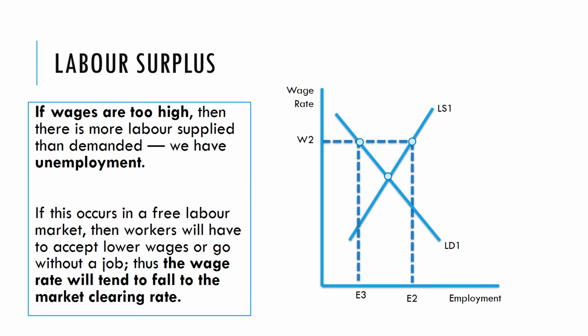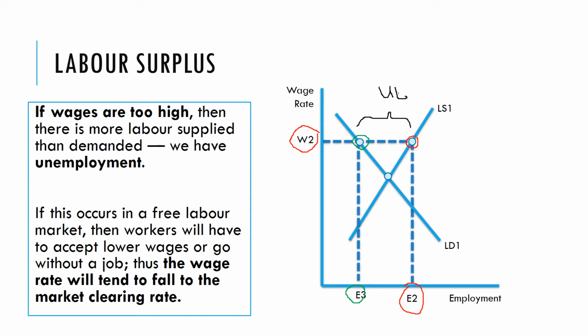Now, if wages are too high, this means that labour supplied will be greater than the level demanded. So at a wage rate of W2, we would have E2 number of people who are willing to supply their labour. However, at W2, we would only have E3 amount of workers actually wanted by businesses. So in this situation, we have a big gap between the two. We have workers who are willing and able to work, but haven't got a job.